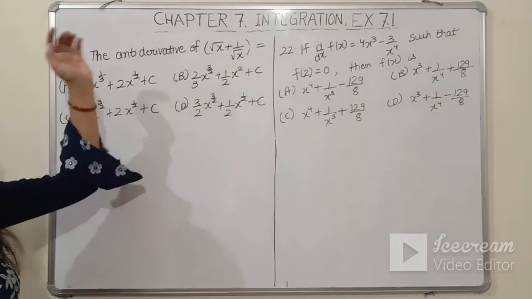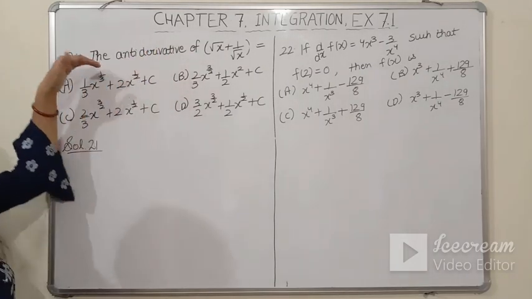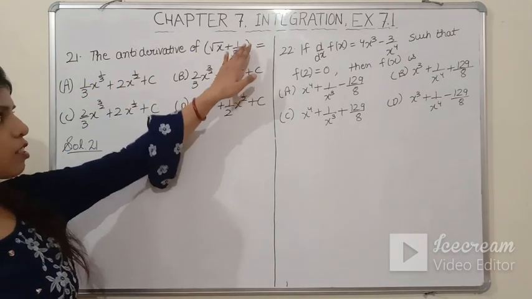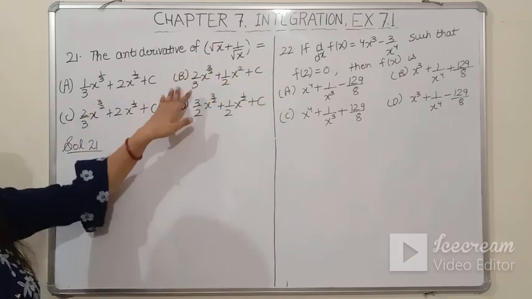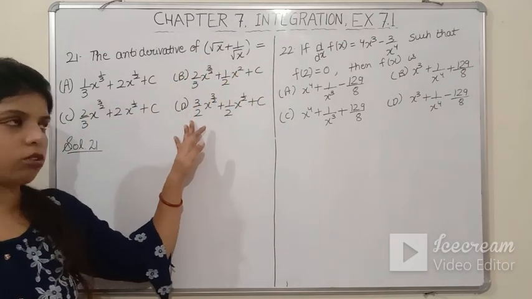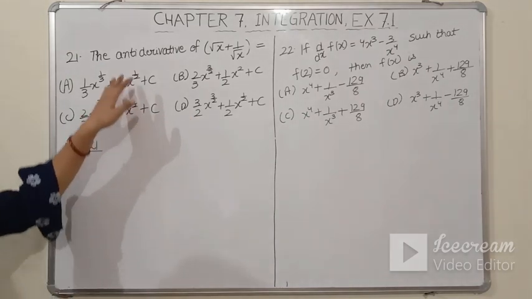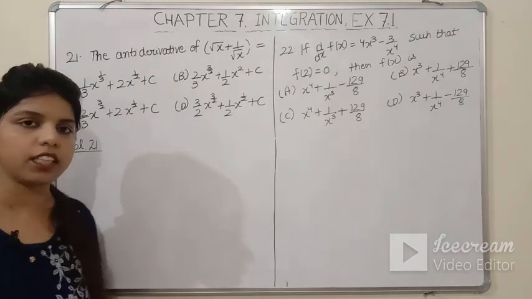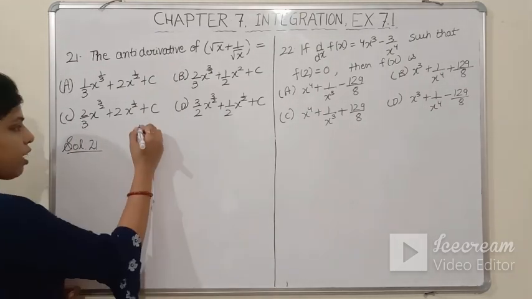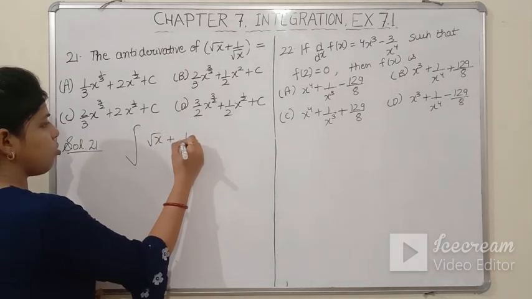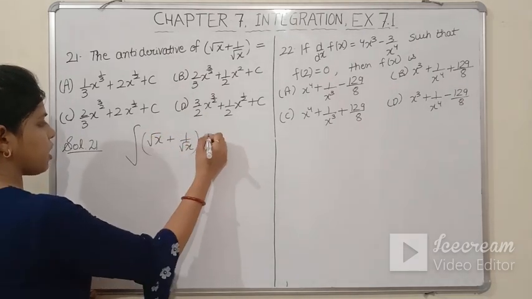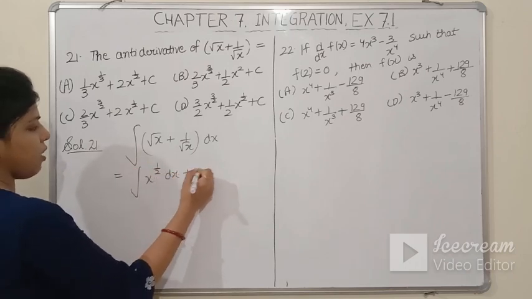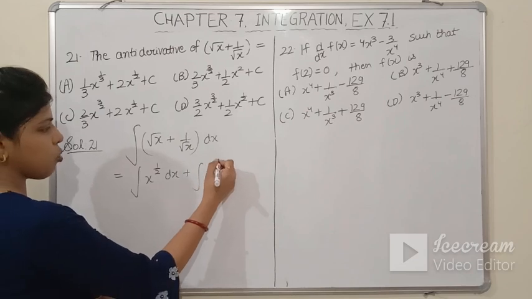So students, now the last two questions of this chapter, exercise 7.1. Question number 21, the antiderivative of square root x plus 1 by square root x is a, b, c or d. So this is basically an MCQ question. You have to find out the correct option. Here they have confused you by writing the word antiderivative, but all of you know that antiderivative means integration. That means we have to find the integration of root x plus 1 by root x. So that is very simple, just write it in the form of power n. So this is x raised to power 1 by 2, and 1 by root x can be written as x raised to power minus 1 by 2.